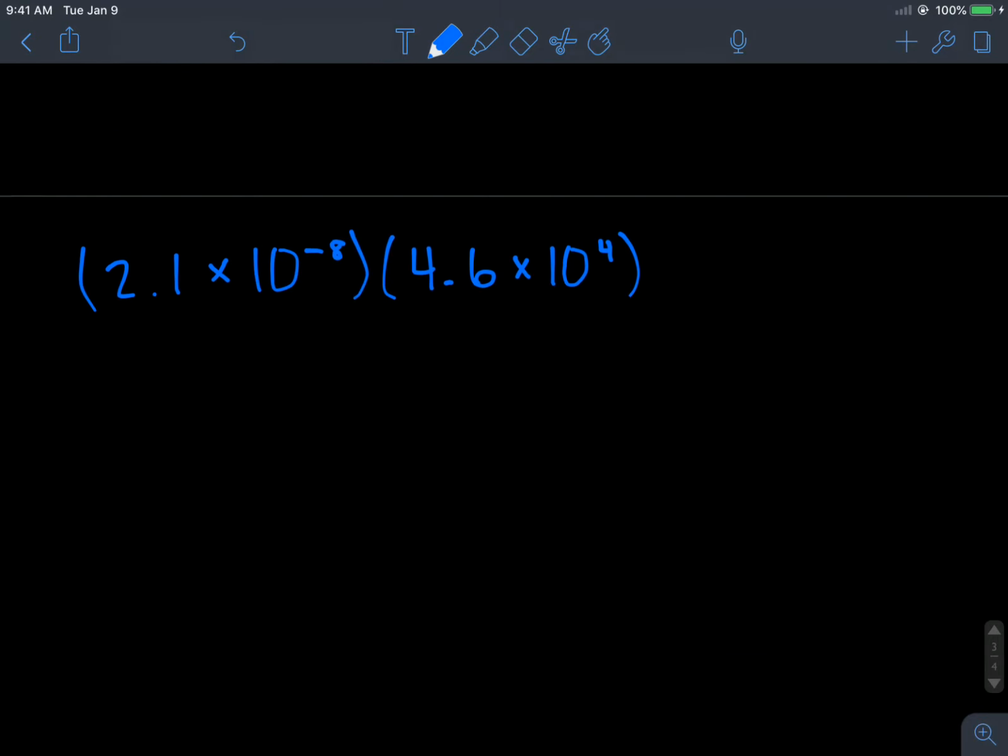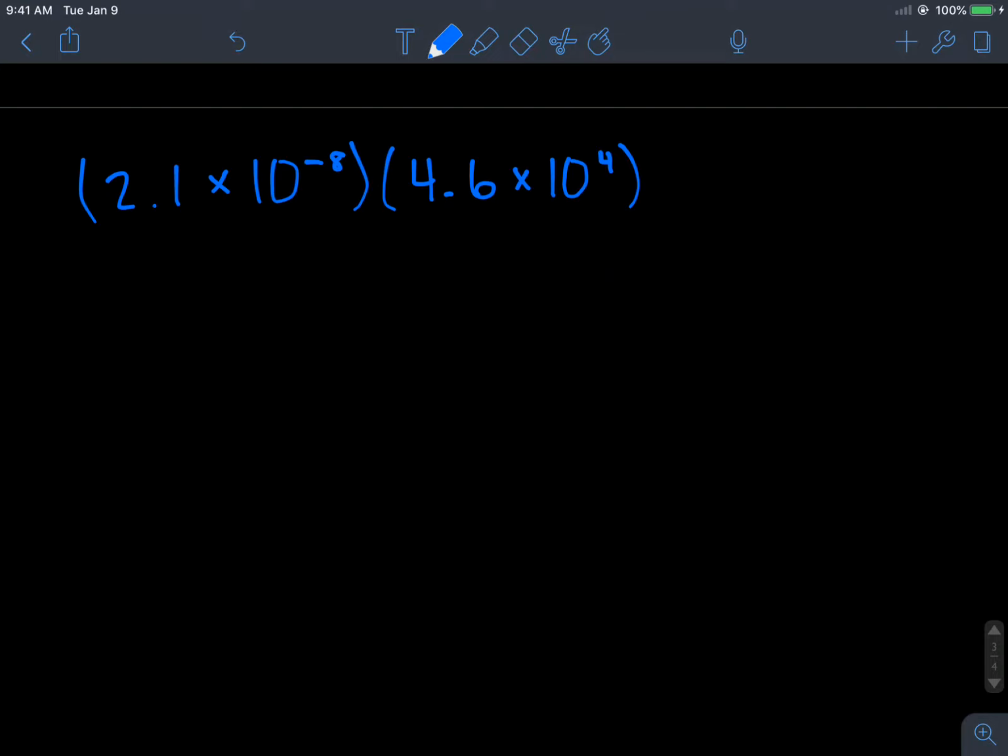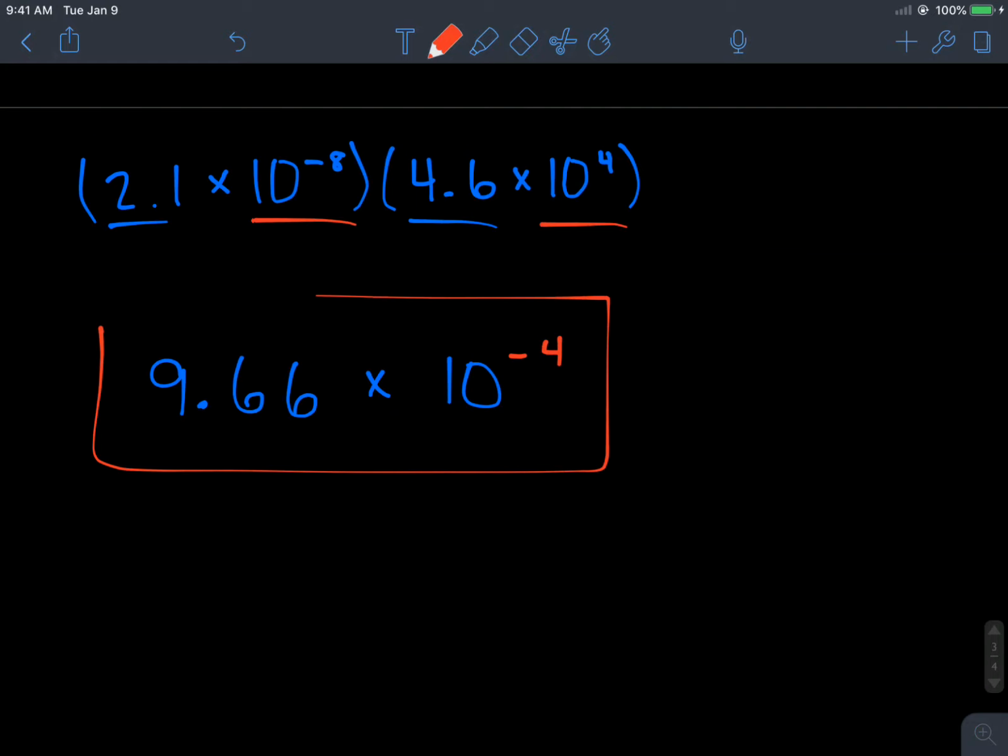On to that third example, we have 2.1 times 10 to the negative 8th times 4.6 times 10 to the 4th. So if we do 2.1 times 4.6, let's do that part first. That comes out to 9.66 times 10 to the negative 8th times 10 to the 4th. We're multiplying those two exponents, they have the same base. So negative 8 plus 4 gives us 10 to the negative 4th.